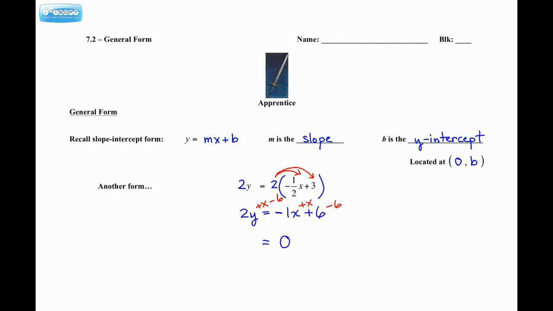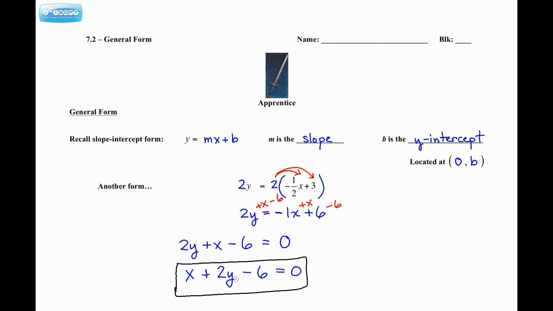Okay. So now on the left, we have 2y plus x minus 6 equals 0. Now, we're just going to change the order so that the x is written first, the y term is written second, and then just the plain number is written third. So this becomes x plus 2y minus 6 is equal to 0. This is now general form.